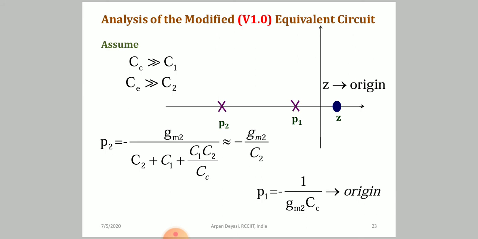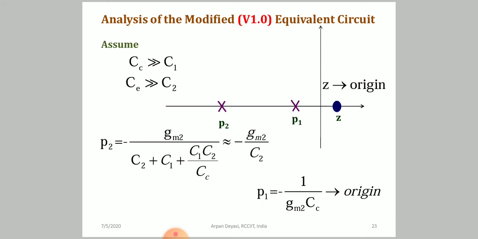So P1 will be minus 1 by Gm2 CC, it comes close to origin. P2 will be approximately minus Gm2 by C2, and since C2 is low, it will be far away from origin. So that criteria is satisfied, but there is the presence of a zero close to origin.